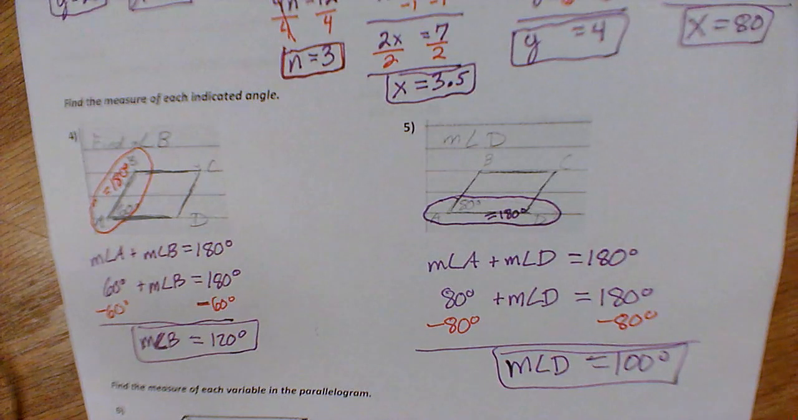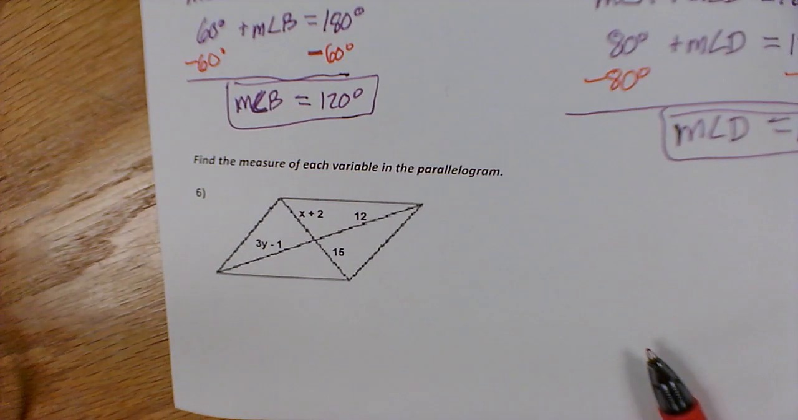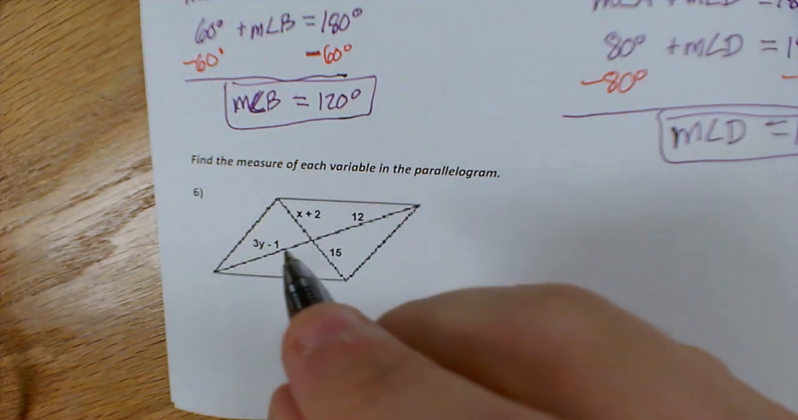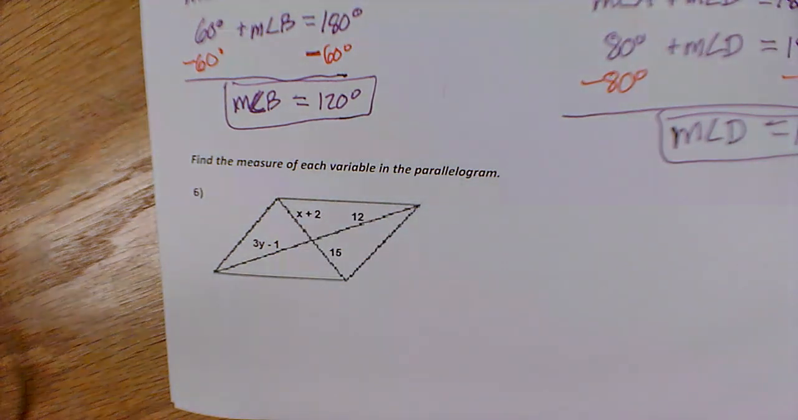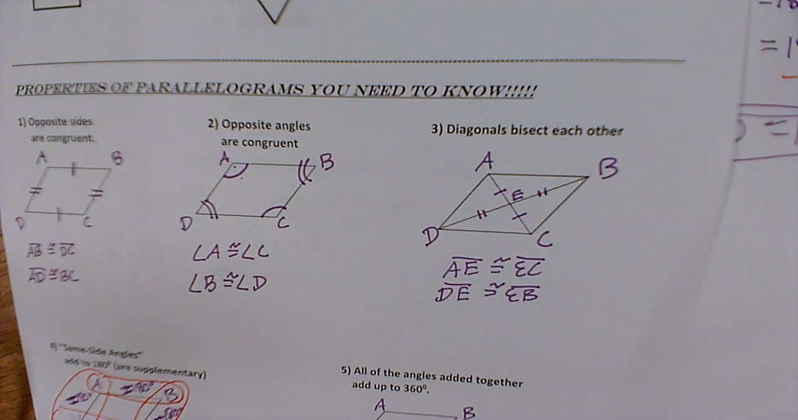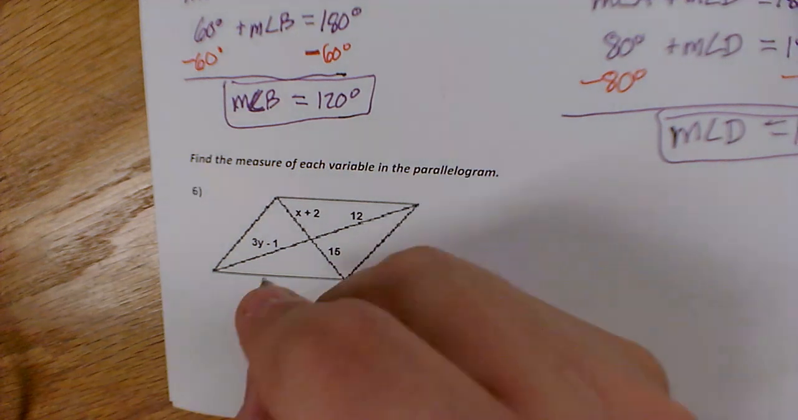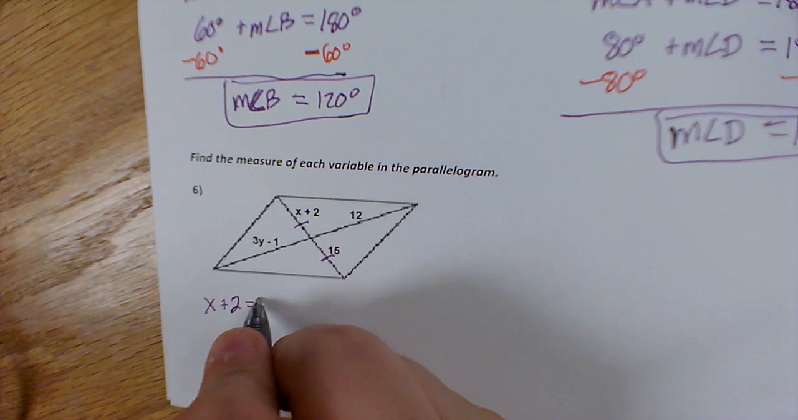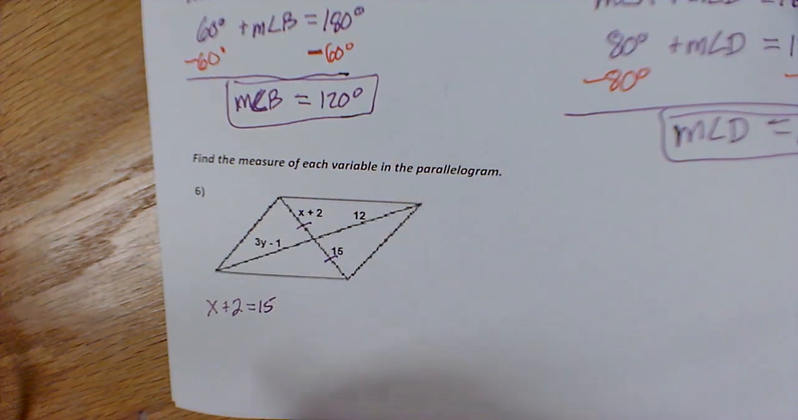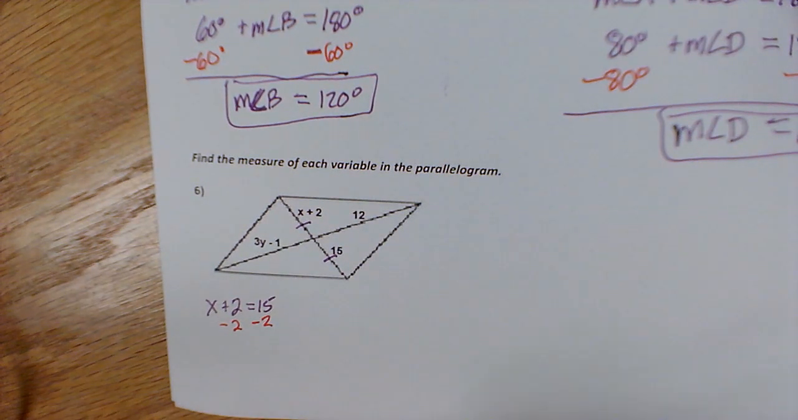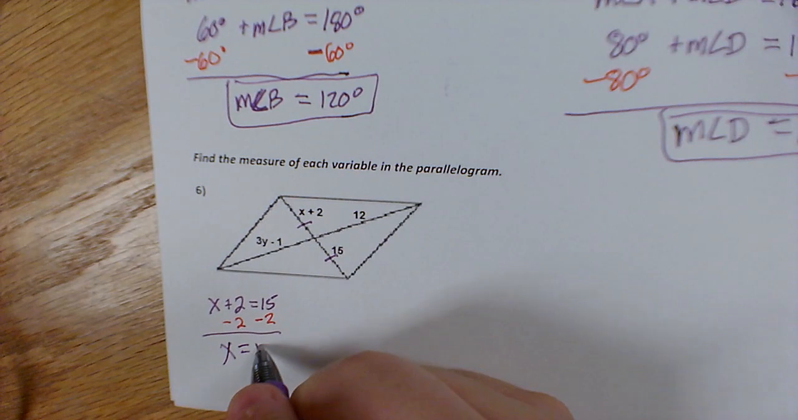And then this will lead us to the last type of problem we will do with the parallelogram today. So find the measure of each variable in the parallelogram. The last property we talked about with parallelograms is that the diagonals cut each other in half. So based off that logic, this piece is equal to this piece, so we could set up x plus 2 is equal to 15. And we could go ahead and solve this and subtract 2 from both sides, and we would end up with x is equal to 13.